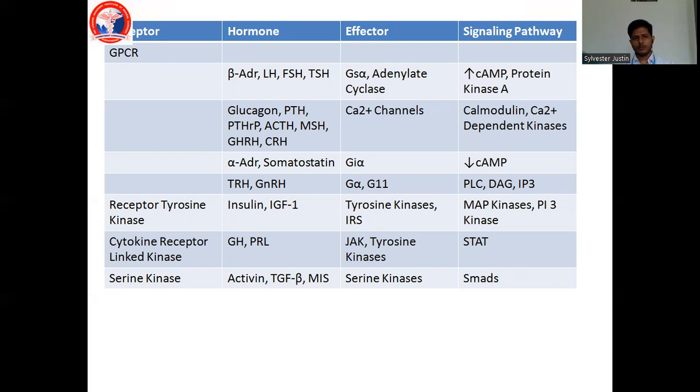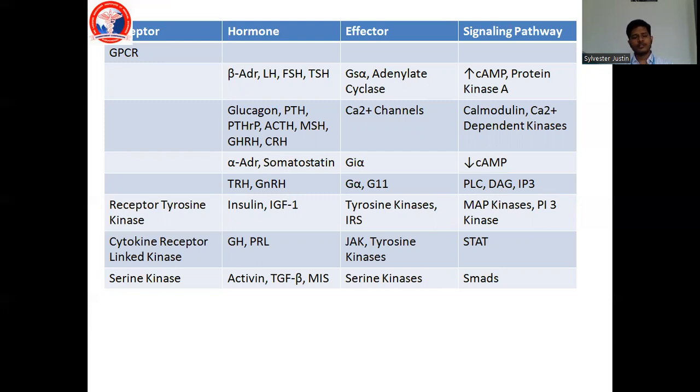This is one of the most common types of receptors. It has 4 types: GS alpha, GI alpha, then the calcium channel type, and the G11 G alpha type. So GS alpha, the hormones dependent on this are the beta receptor of adrenaline, LH, FSH, and TSH. And signaling is via increase of cyclic AMP. Further downstream will be protein kinase A.